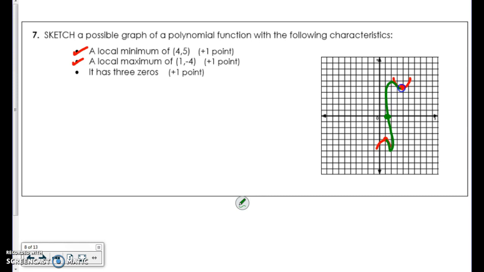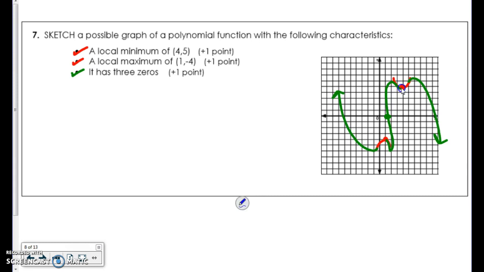Now we need 2 more zeros. We could easily just turn both the local maximum and the local minimum around, giving us opposite end behaviors, one going down, one going right. And we should have opposite end behaviors because there's an odd number of zeros.